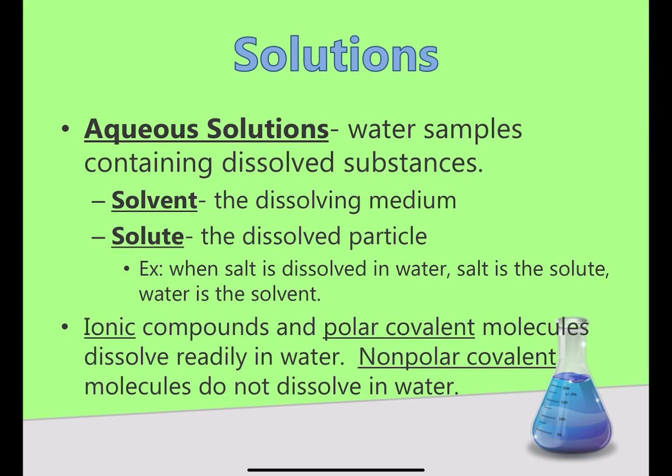So ionic compounds and polar covalent compounds dissolve nicely in water because of those opposite attractions and charges. Remember, water has the positively charged hydrogen and the negatively charged oxygen, and so those polar covalent molecules are going to be attracted to the opposite charges. Same thing with the ionic compounds, because they have a positively charged cation or a metal and a negatively charged anion or a nonmetal, and so those are going to be attracted to those opposite charges as well, and so they dissolve easily in water.